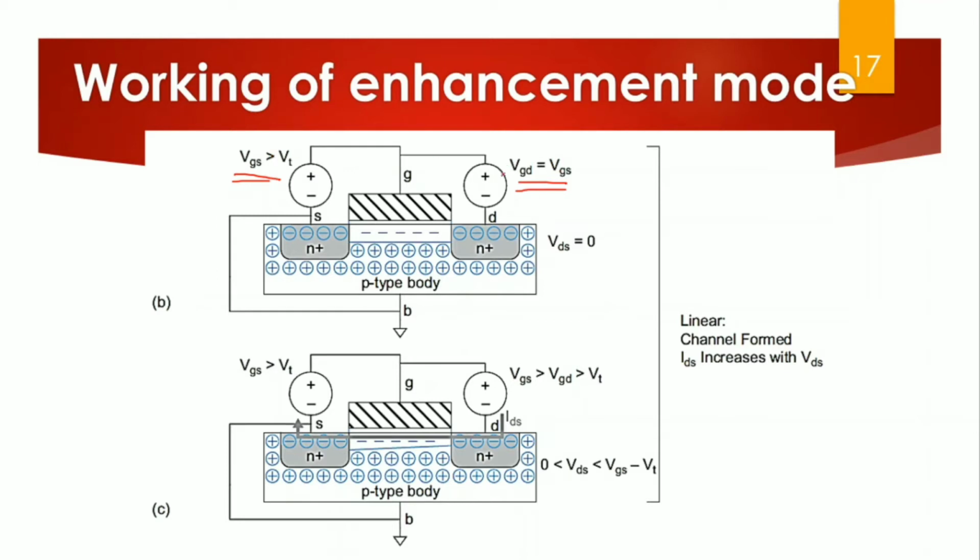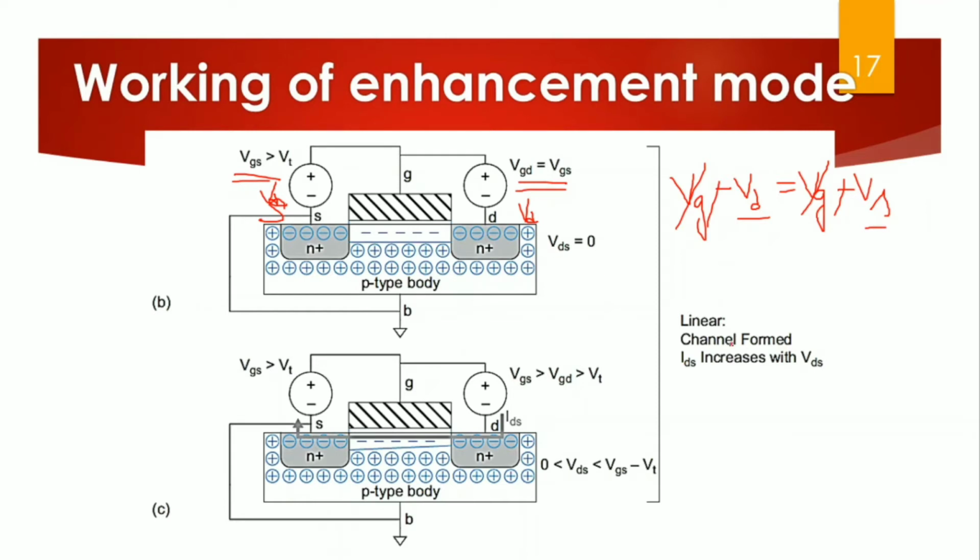If that is the case, then G, D and S will be at the same potential. See here, what is VGD? Vg minus Vd, which is equal to Vg minus Vs, right? So Vg and Vg get cancelled, minus and minus you can cancel, Vd equals Vs. So there is a channel formation, but still there is no current. There is no current flow.